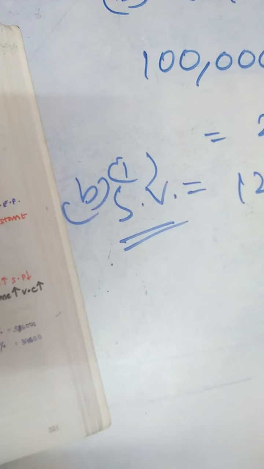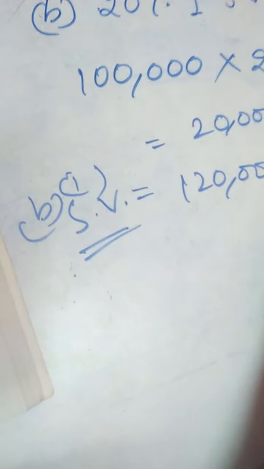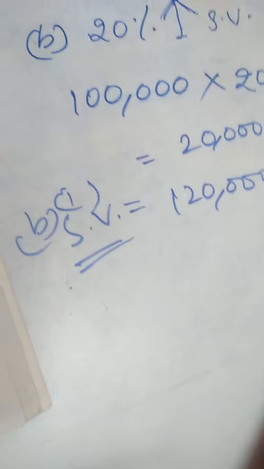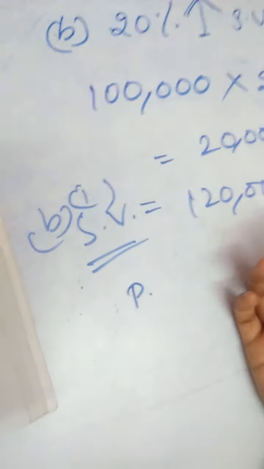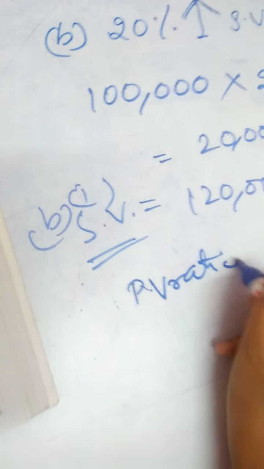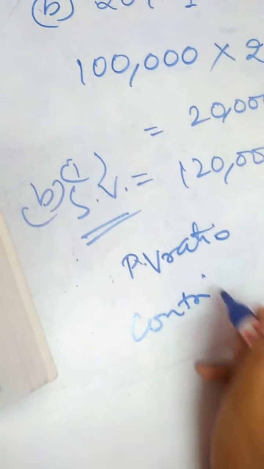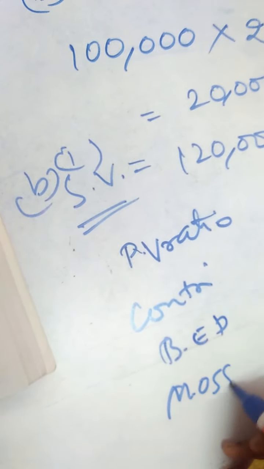And how is it going to affect? We just computed that the sales volume right now is 1,20,000. If they ask us to evaluate the effect, we have to find out the whole PV ratio, contribution, BEP sales, and MOS, of course.